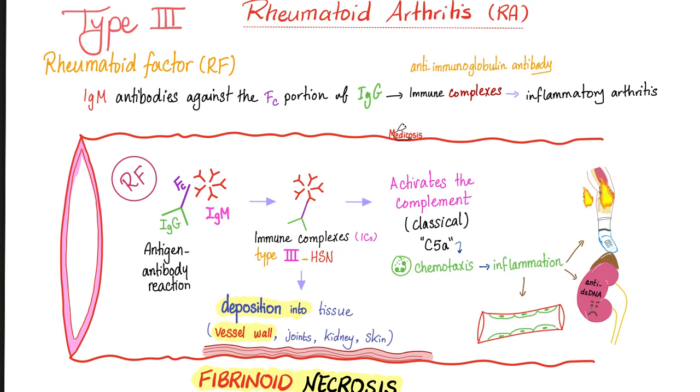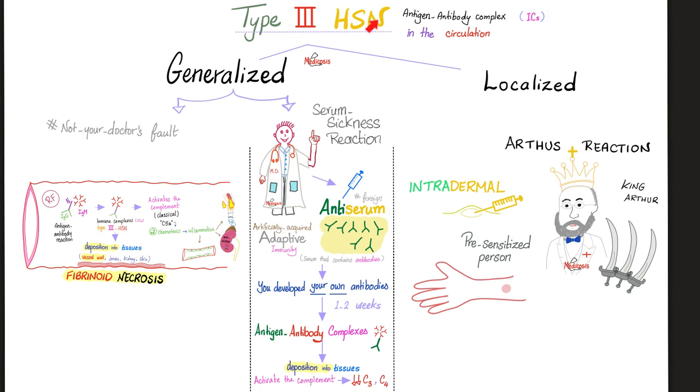Do you remember fibrinoid necrosis in pathology? Yeah, this is deposition of antigen-antibody complexes into vessel walls. That's why you see fibrinoid necrosis with rheumatoid, with lupus, with scleroderma, etc. Tell me more about type 3 antigen-antibody complex in the circulation. Could be a generalized reaction all over the body, or it could be a localized reaction, such as Arthus. Arthus is very local. The generalized type has two subtypes.